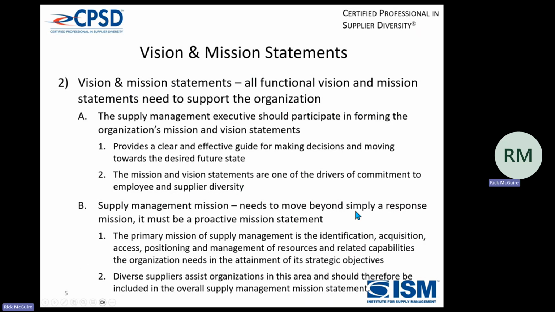Supply management mission needs to move beyond simply a response mission. It must be a proactive mission statement. The primary mission of supply management is identification, acquisition, access, positioning, and management of resources and related capabilities to the organizational needs in the attainment of its strategic objectives. That's a whole mouthful there. Diverse suppliers assist organizations in this area and should therefore be included in the overall supply management mission statement.